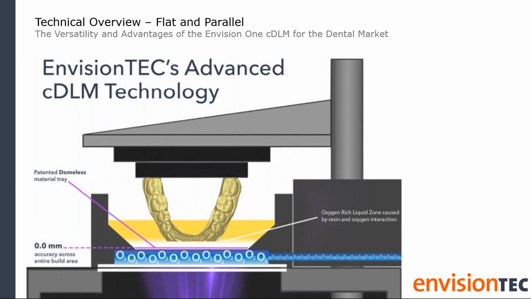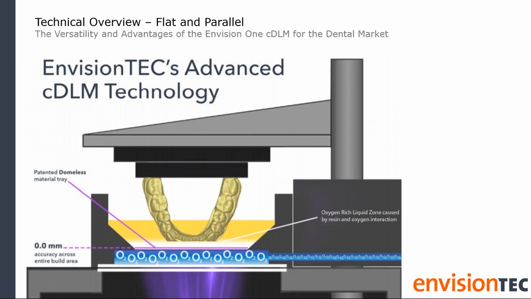So Envision took note of the accuracy issues created by this dome effect and released a patent-pending domeless material tray in order to remove the oxygen bubble and evenly control the pressure of oxygen across the entire surface of the material tray. One of the most important requirements for accurate 3D printing is a flat and parallel build surface across the entire build envelope. This is necessary because if there is any unevenness between the material tray and the build platform, the paper-thin layer of resin will not be cured in an even Z-slice, and accuracy will be compromised, as we saw in the previous slide with the dome effect of 400 microns.